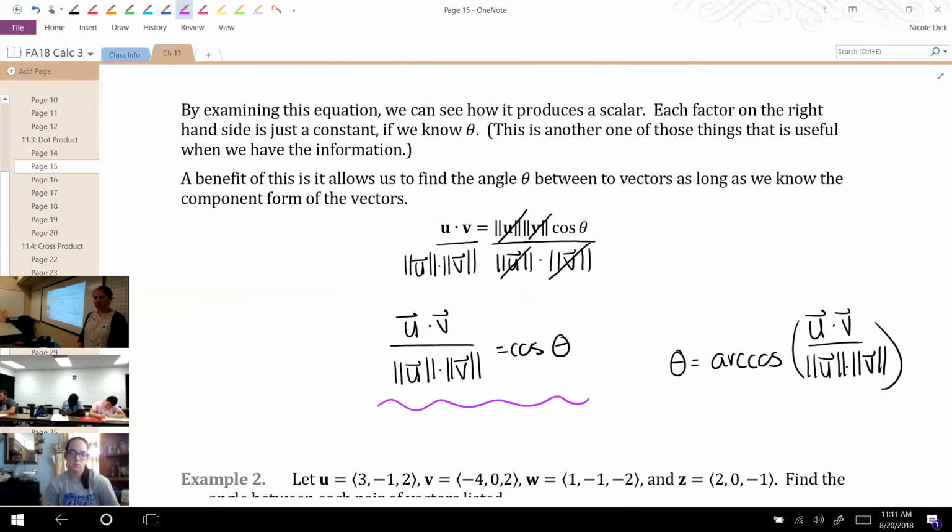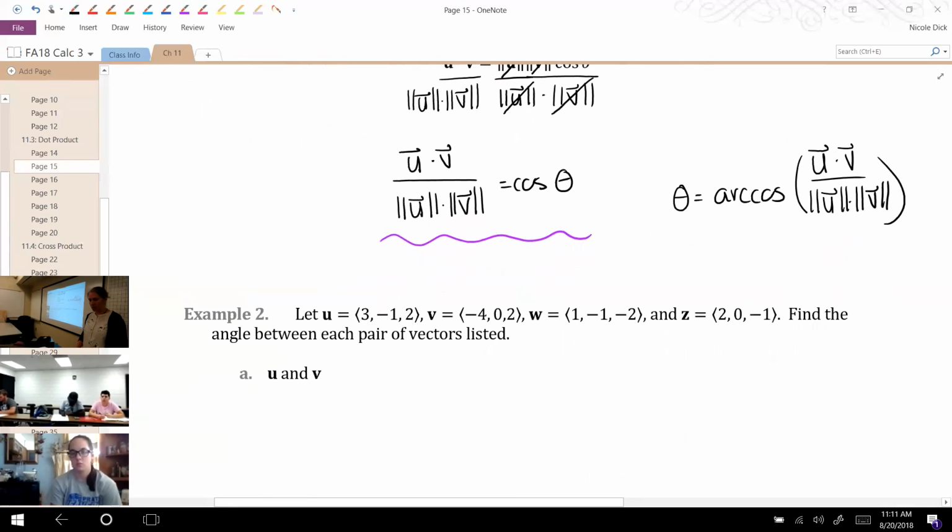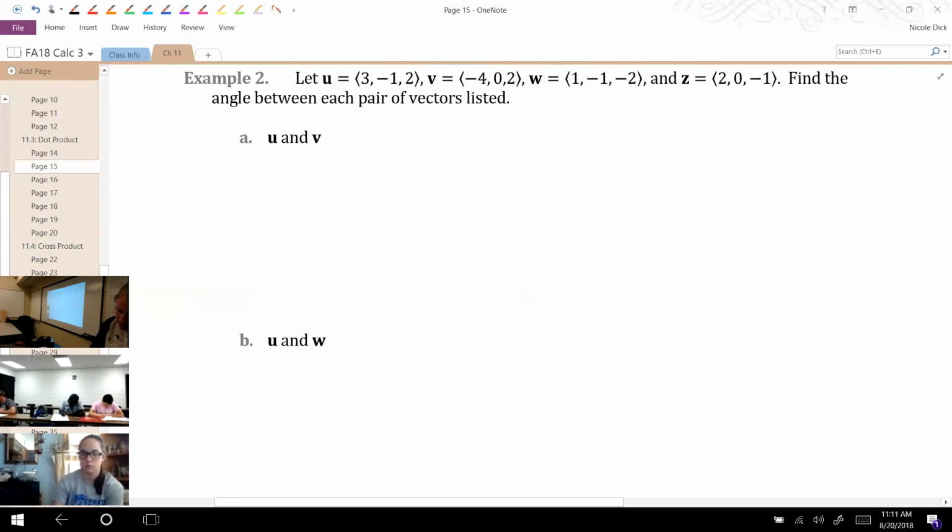This will work for two-dimensional vectors, which are pretty easy to picture. This will also work for three-dimensional vectors, which aren't quite as easy to picture. That's what we're going to do an example of down here. Okay, so we're given 4 vectors u, v, w, and z, and we want to find the angles between the pairs of vectors listed here. So we'll do the first one together, and then the second two you guys can do as kind of algebraic examples, but we'll use those to discuss here.